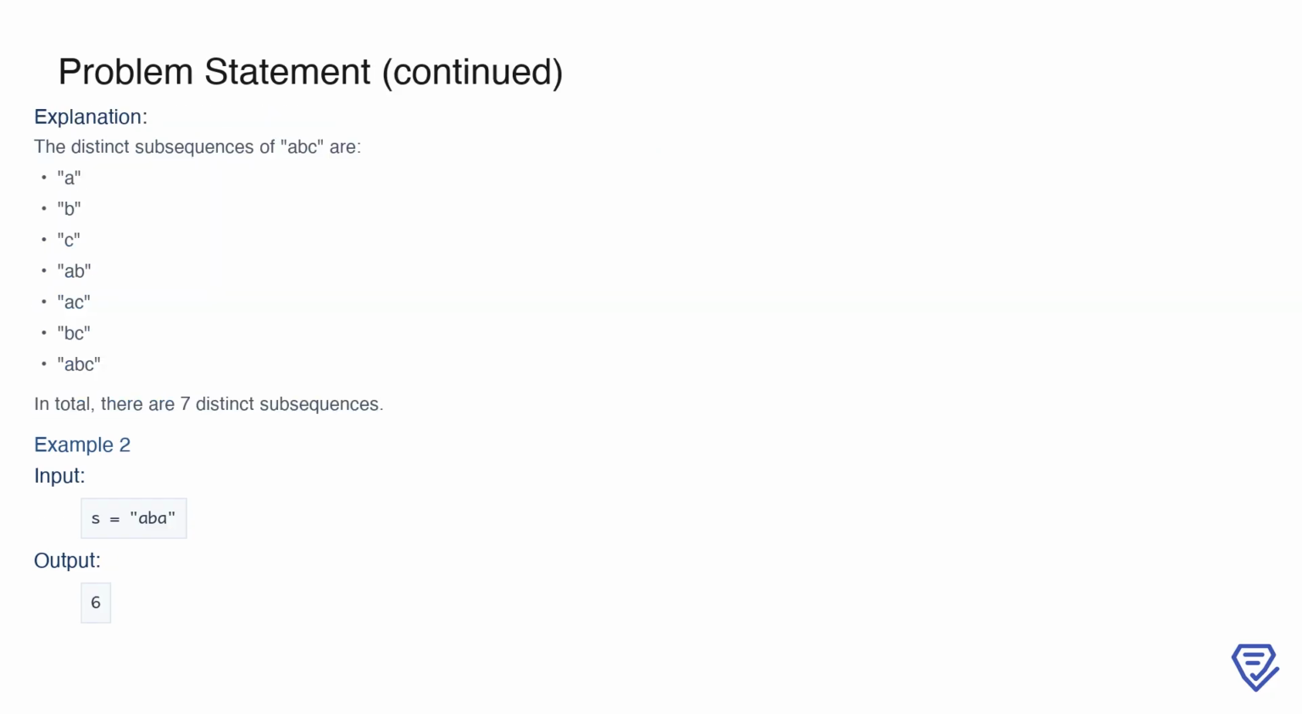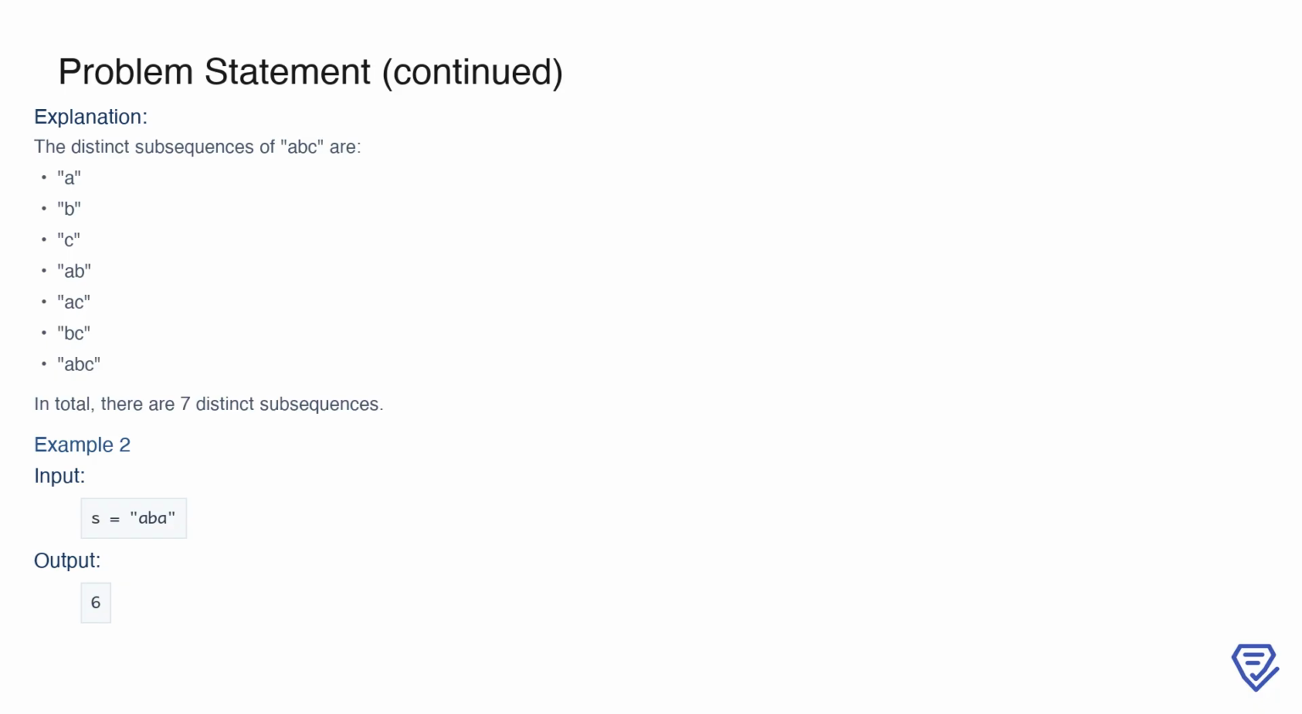To understand this better, let's look at the distinct subsequences of the string ABC. These are A, B, C, AB, AC, BC, and ABC. Each of these is unique and non-empty, giving us a total of 7 subsequences.